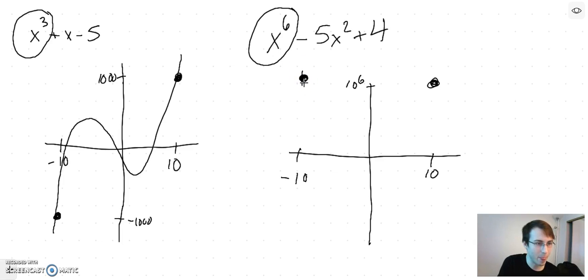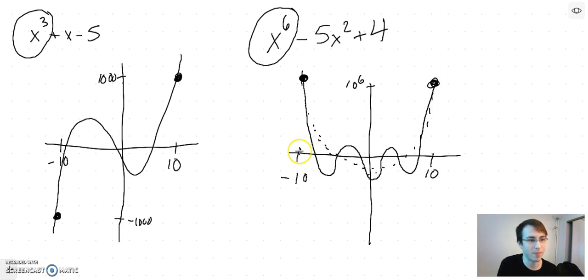This is kind of like a parabola shape, maybe, but with more turns. How do we get the number of turns? Well, we just look at 6 minus 1 is 5. 5 turnaround points. So 1, 2, 3, 4, 5. So yeah, maybe something like that.